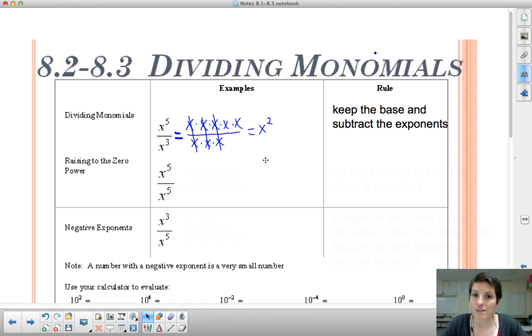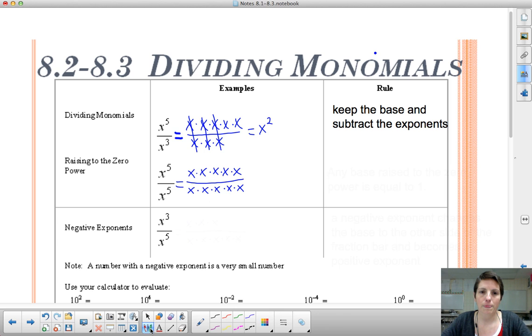Now, if we think about the same idea, now we go to our next rule, raising to the 0 power. We know that x to the fifth over x to the fifth, if we were to apply that rule we just learned, we keep the base of x and we subtract the exponents. We would do x to the 5 minus 5. That would be x to the 0 power. But I want to look at it the expanded way first.